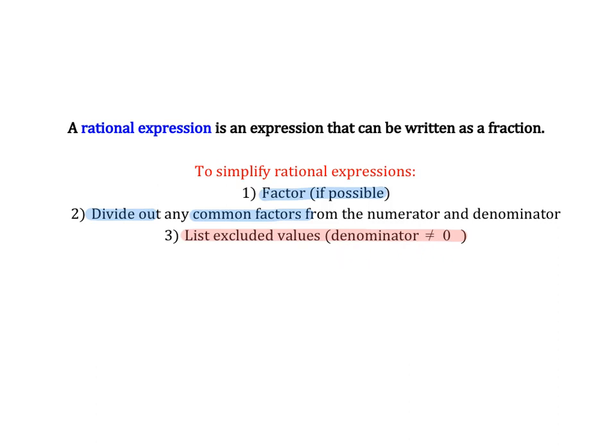The one thing we have to keep in mind when doing this is that our denominator cannot equal 0. It's impossible to divide by 0. So we pretty much have to figure out what values would make our denominator 0, and that's what we can't use.